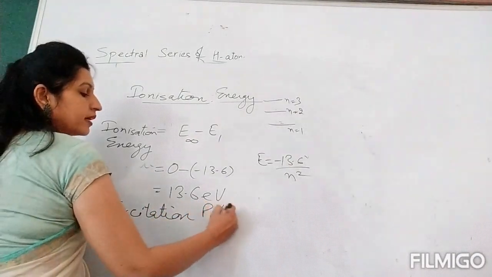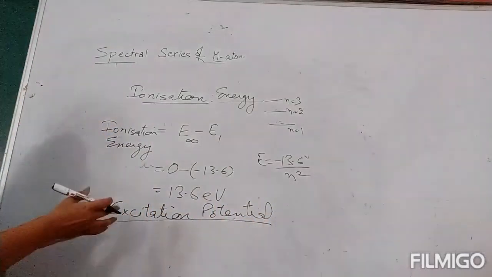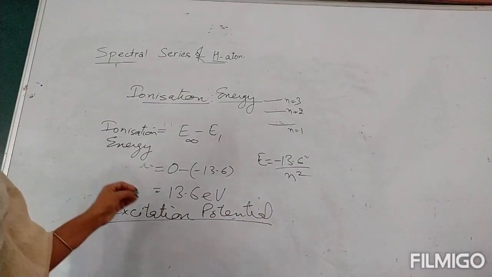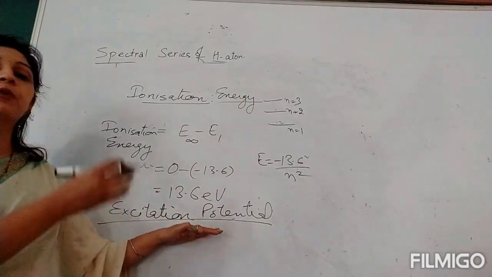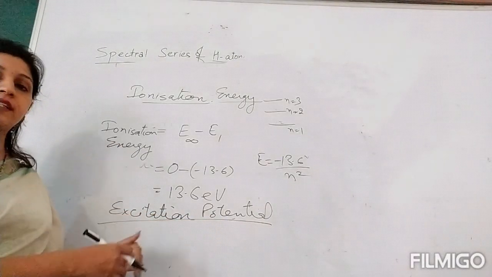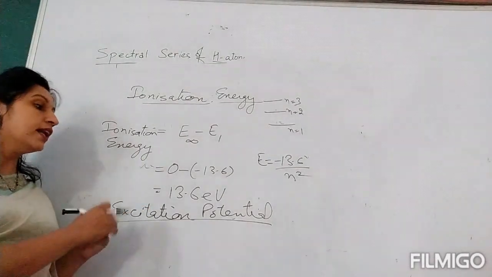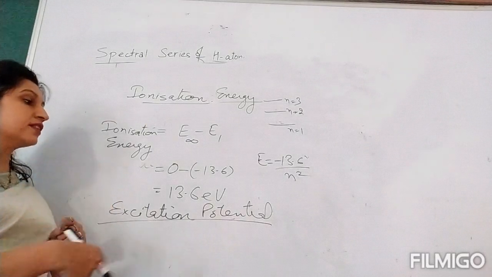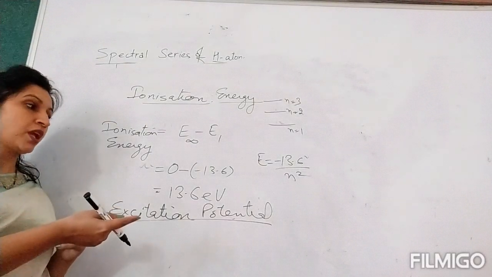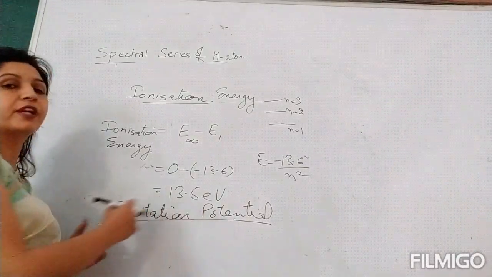It is similar to your excitation energy because the value is almost similar, the number is 10.2. Now why is it similar? Excitation potential is the potential required to accelerate an electron from the ground state to a particular excited state. Like if you want to move the electron from the ground state to the first excited state, then whatever potential is required, that is called excitation potential.